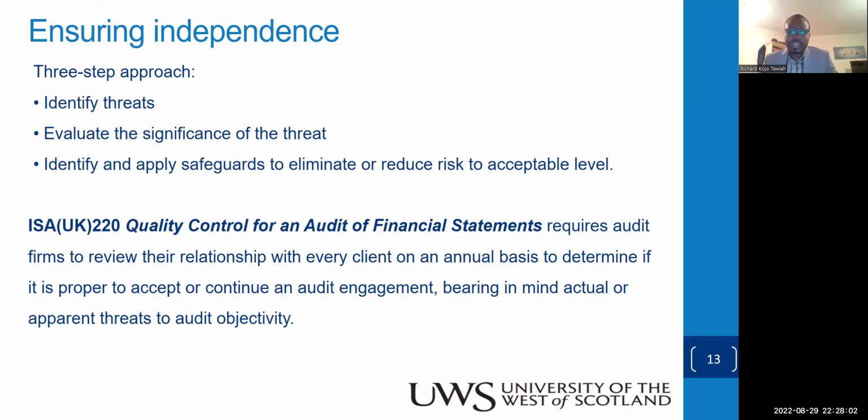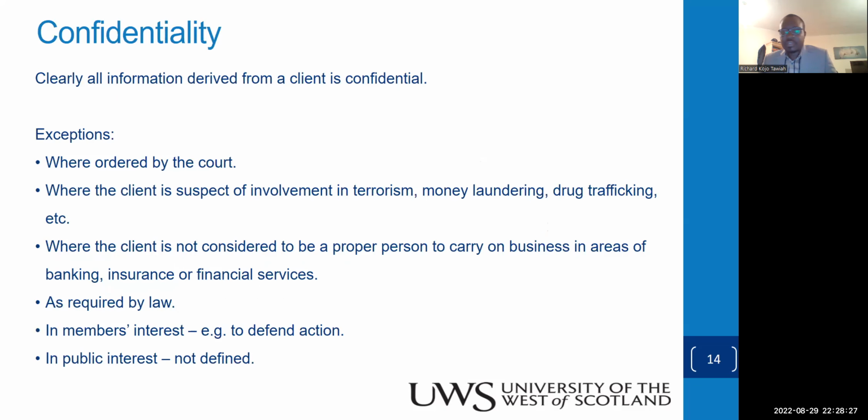Now, ISA 220 talks of quality control for an audit of financial statements, and it requires all audit firms to review their relationships with their clients on an annual basis. Whilst they are reviewing, they should check whether it is proper to continue with the engagement or to curtail it. Any threat to their objectivity should be considered, and if you know it will affect your reputation, please curtail it. All right.